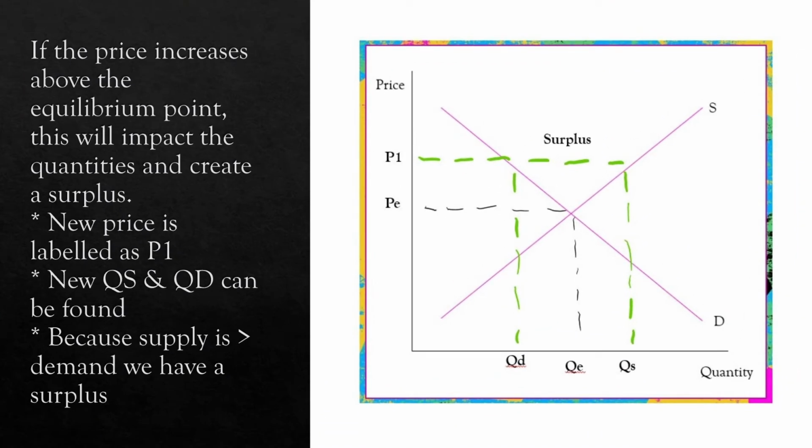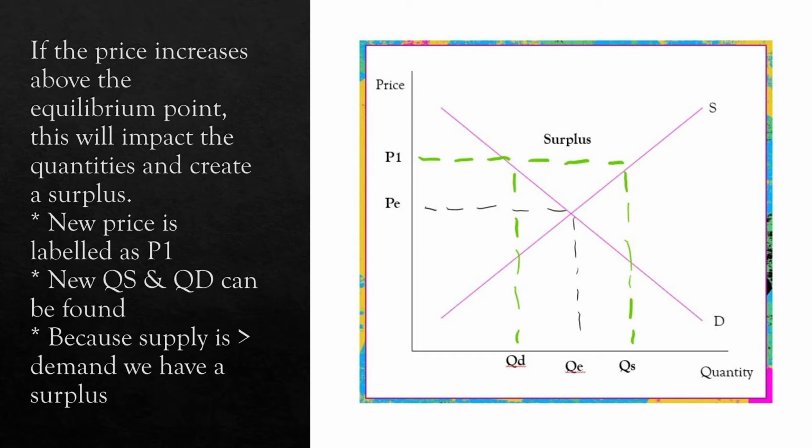Once we've found our equilibrium, we know that the equilibrium is the perfect point where all the consumers' demand is equal to all the producers' supply. If this changes, there's going to be a surplus or a shortage. So in this case, we're going to first look at a surplus. A surplus occurs when the price is above the equilibrium point. So if the price increases above the equilibrium point, this will impact the quantities and create a surplus.